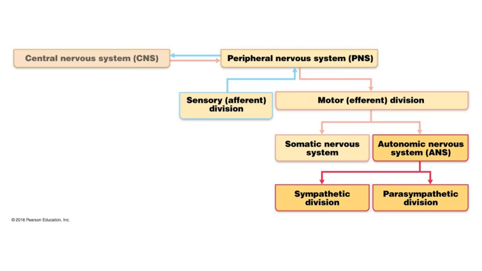Further, we see that there are two divisions to the autonomic nervous system. We see that there is the sympathetic division and the parasympathetic division. The sympathetic division functions as the fight or flight division, which rallies the body for activity or to escape from dangerous situations. The parasympathetic division is called the rest and digest division because it promotes digestion, urination, reproduction, and other body maintenance functions.